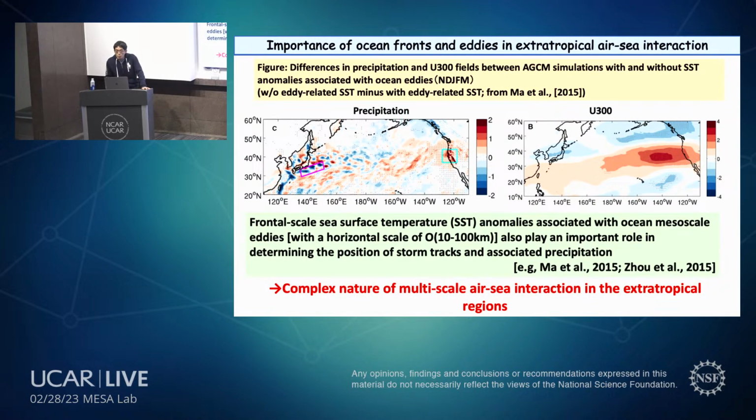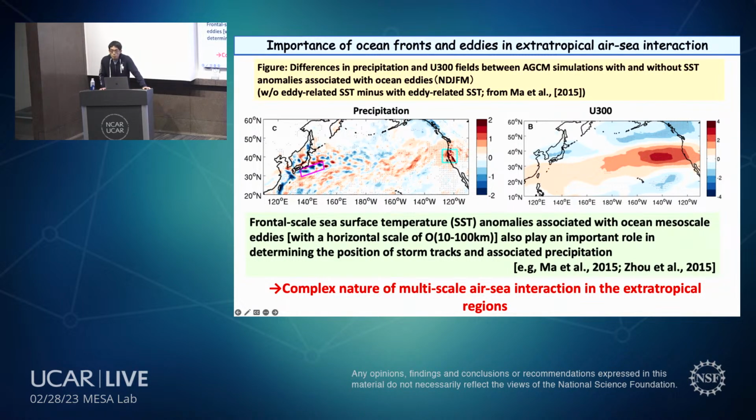In addition to the SST front, recent studies have demonstrated that SST anomalies associated with ocean mesoscale eddies are also important for determining the position of the storm track and the precipitation pattern. This figure is from Ma et al. 2015, and they conducted a series of atmospheric model simulations. This figure shows the atmospheric precipitation and upper-level zonal wind difference between the experiment without eddy-related SST and the original experiment. They show that the removal of mesoscale SST fluctuation leads to a southward shift of the storm track and an increase in precipitation in California.